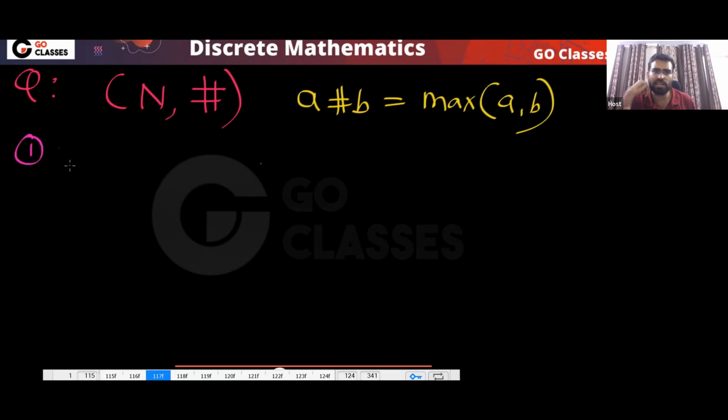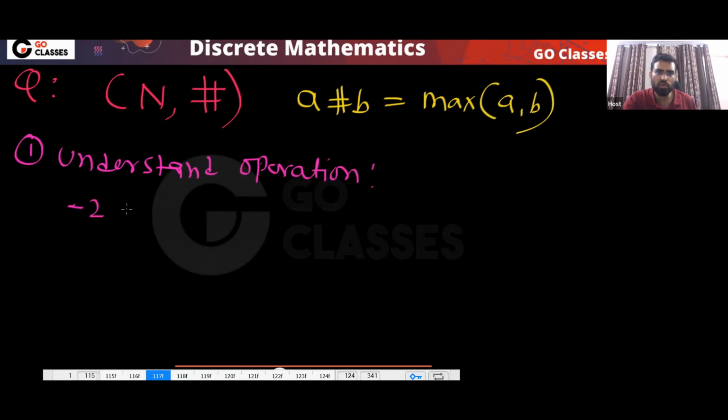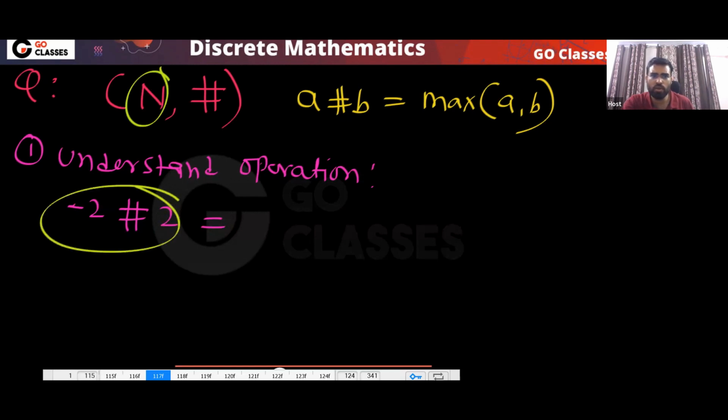First you understand this operation. Let's start by understanding the operation. Can anyone tell me what is -2 hash 2? What will that be? Invalid. Please consider the base set. This is invalid, because remember, your base set is the set of natural numbers. So this is nonsense.